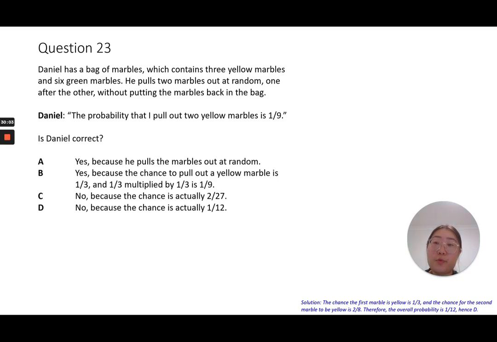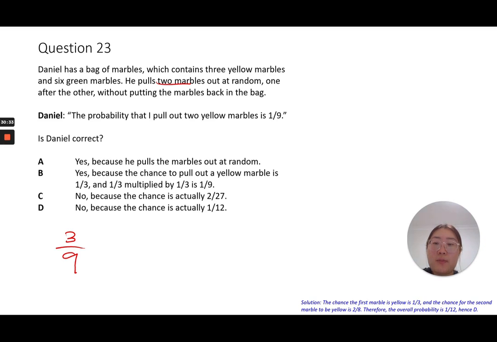23 is a question of probability. You need to be aware of the fact that when you remove a marble because you picked it out of a bag, okay, you are not just removing that single marble, but you're also decreasing the total number of marbles in the bag. So we have 3 yellow and 6 green. He pulls 2 marbles at random, one after the other. So the first marble, what is the chance it's a yellow? We have 3 yellow and the total number is 9, right? 3 plus 6. So that's the first probability.